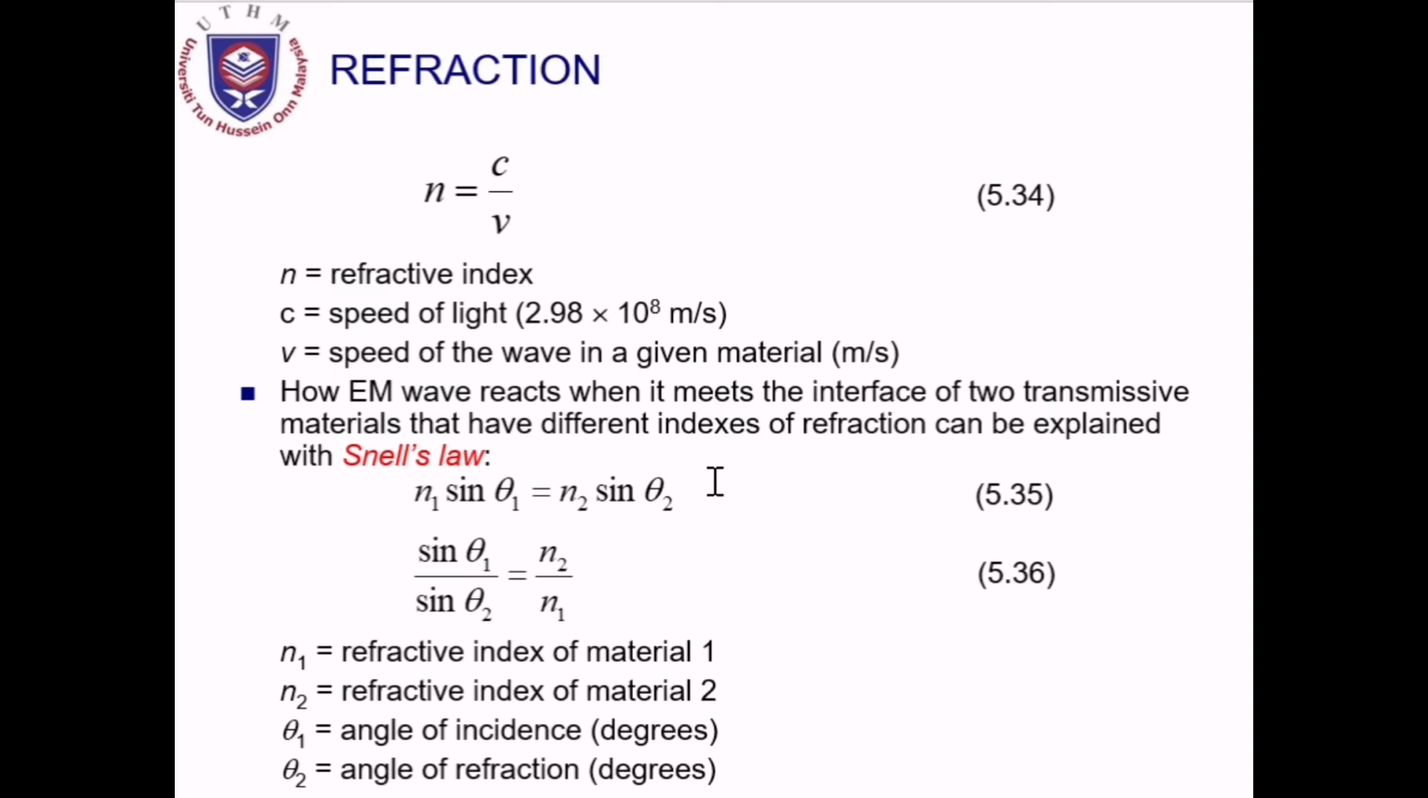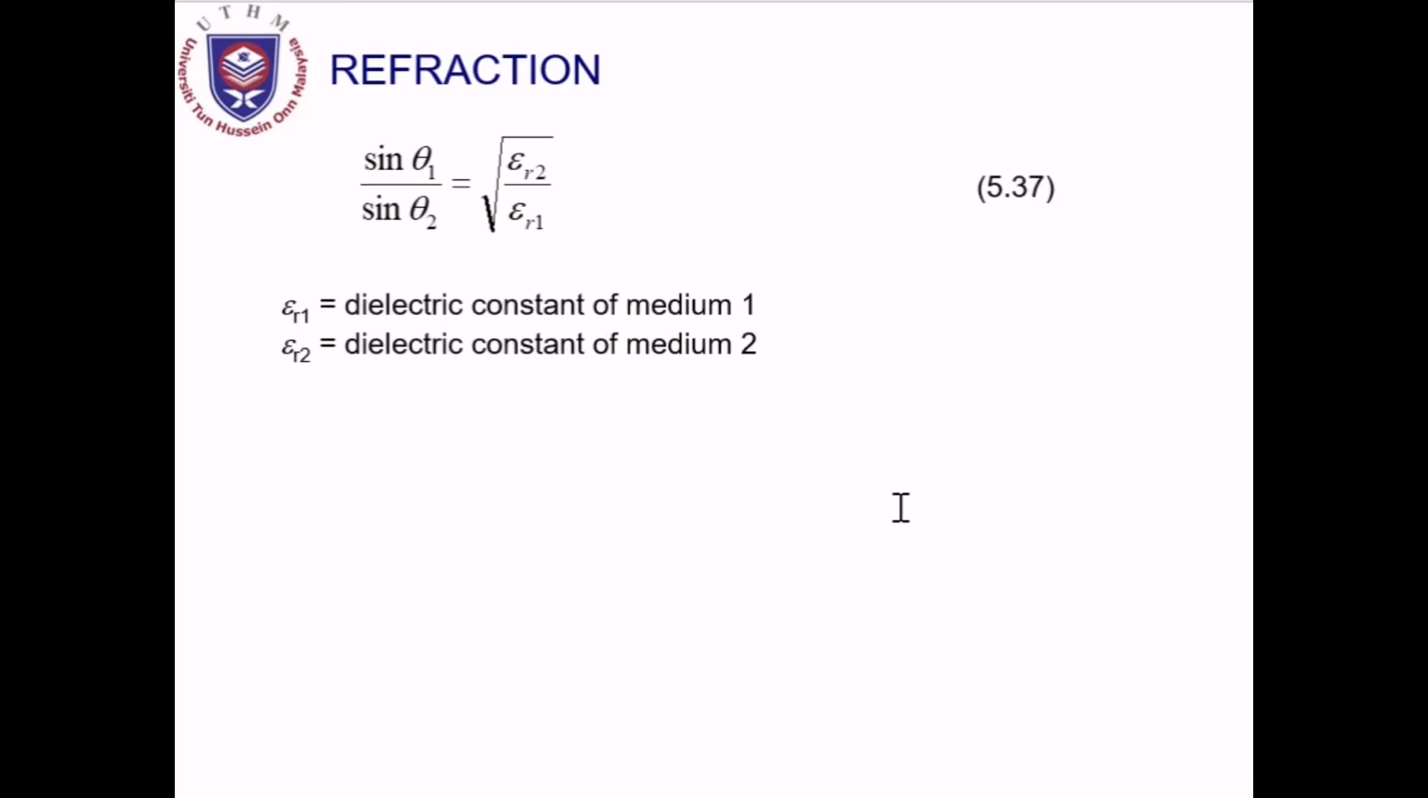We can also use Snell's law, n1 sine theta 1 equal to n2 sine theta 2, to determine the angle of incidence or refraction, and also the refractive index of both materials. If you use this equation, you can also determine the dielectric constant, or epsilon, of both media.